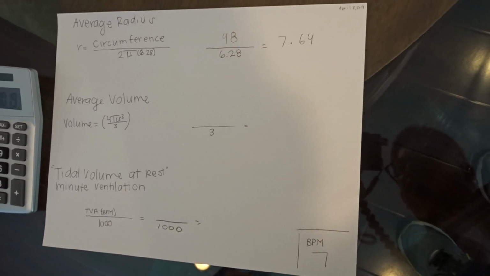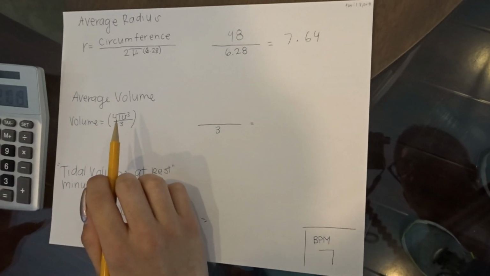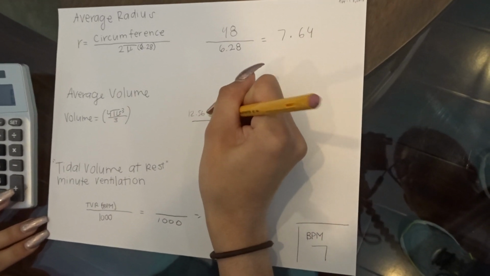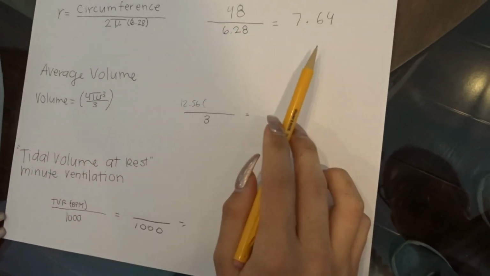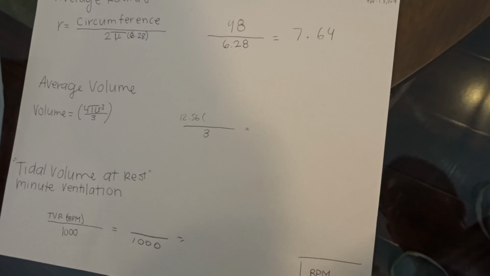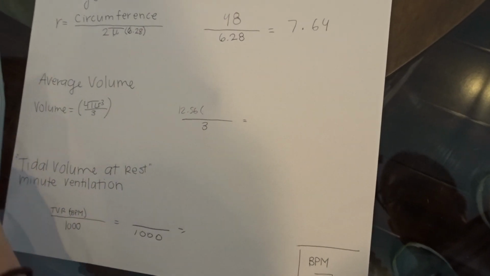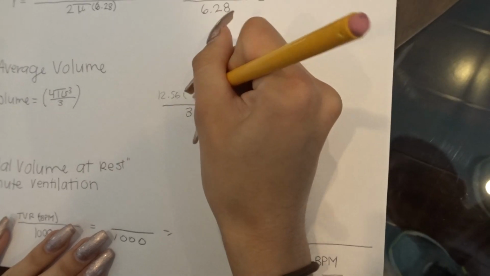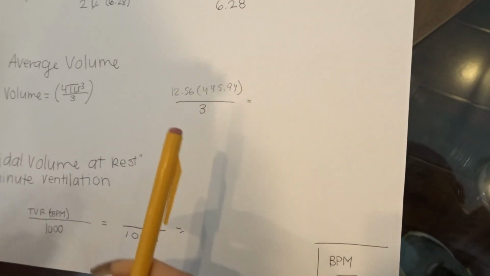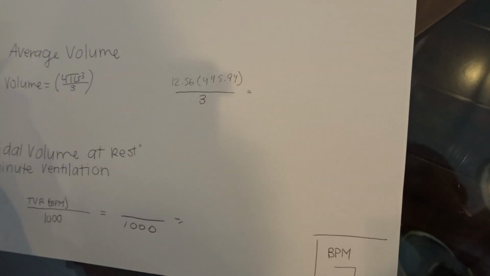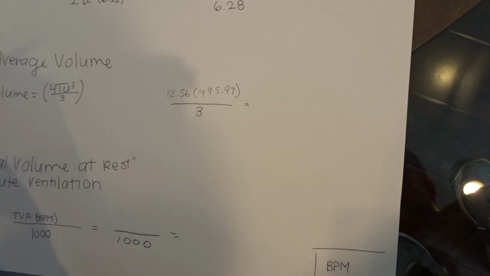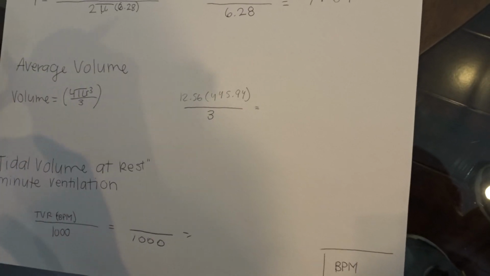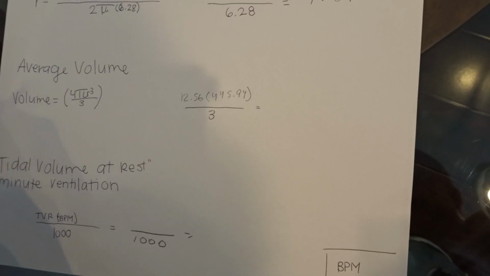Now, after we did that, we're going to calculate the tidal volume, which is 4 times pi times the radius cubed divided by 3. So 4 times pi is 12.56, and then 12.56 times, so now we're going to use our radius, which is 7.64 cubed. Now we're going to multiply that and then divide it by 3, which equals.